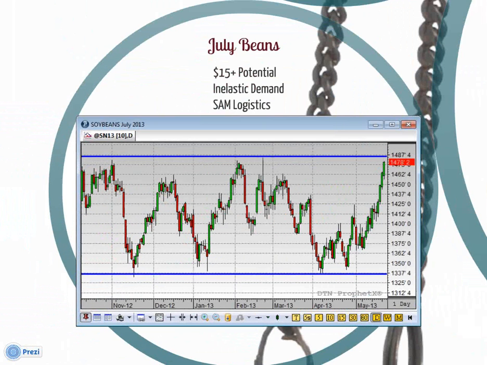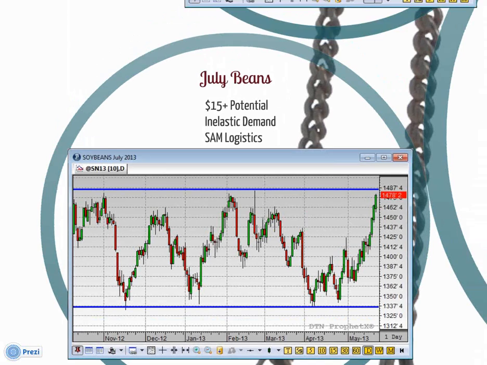So take a look at July beans here. As you can see, we've been in a pretty serious uptrend right now, around 14.78 and a quarter. Based on this slide, over 15 is the potential. Definitely have the potential to get to over $15 in July beans due to the fact that soybean demand is inelastic. You've got corn, which has substitutes such as wheat. There's nothing out there that you can substitute for soybeans. So that's one of the main reasons the demand is inelastic for the soybean market. And you've also got the South American logistical issues that we touched on. So let's slide forward here.